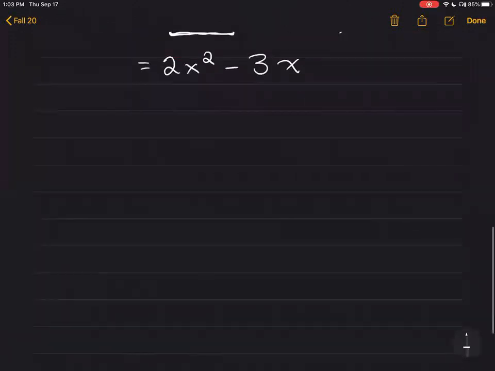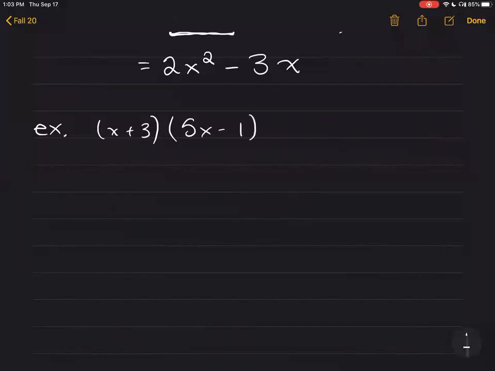Cool. Let's see something a little more complicated. So let's do x plus 3 times 5x minus 1. And some of you have probably heard of foiling. But all foiling is just fancy distribution, right? So you can use FOIL if you want. And for those of you who don't know, FOIL stands for first, outer, inner, last. It's a rule to multiply two 1-degree polynomials like this. Or you can just draw little lines like this.